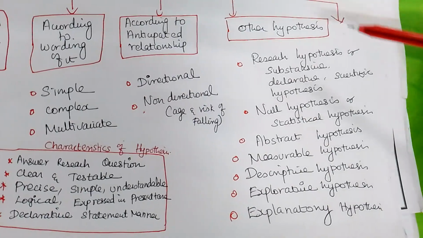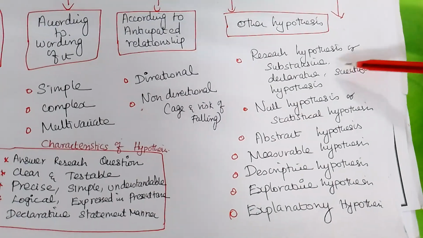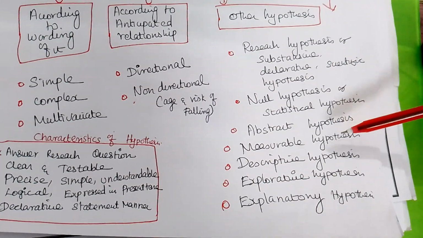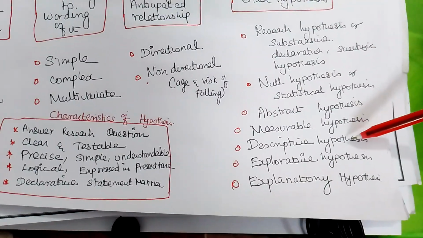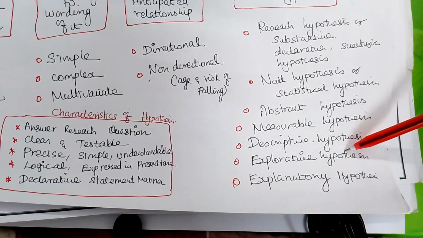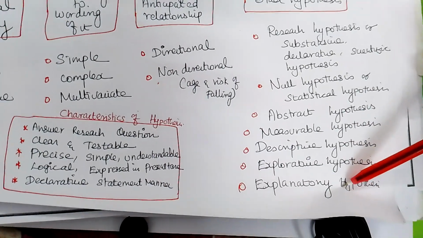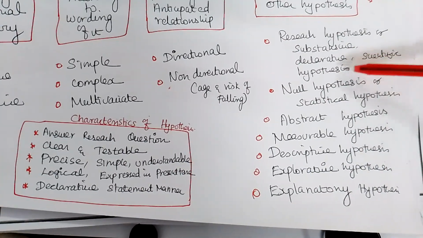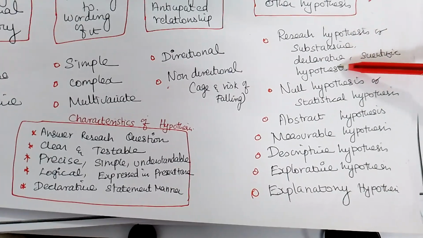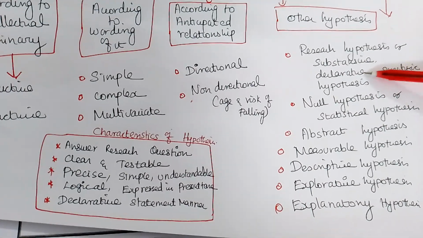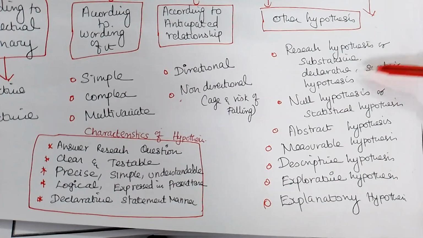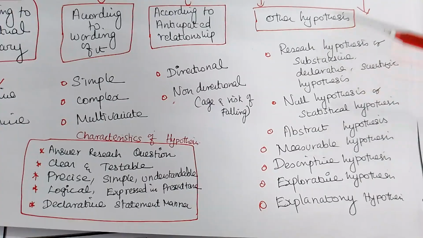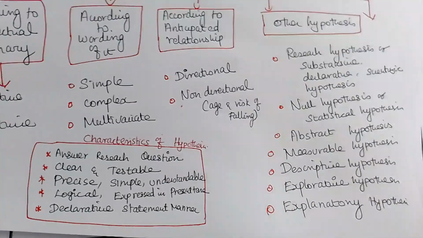And the research hypothesis, or substantive, declarative, or scientific hypothesis, null hypothesis, abstract hypothesis, measurable hypothesis, and the descriptive hypothesis, exploratory hypothesis, and explanatory hypothesis. So these are all the different types of hypothesis. Understand? The research hypothesis will be a declarative hypothesis. If you do this, this will increase. It is also the scientific hypothesis. Okay. The null hypothesis may or may not.